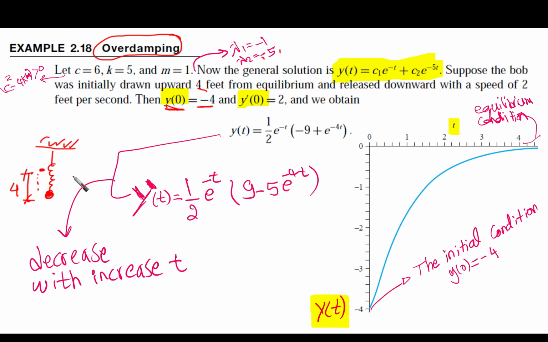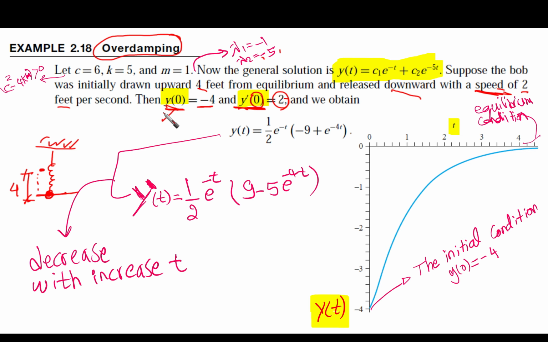From the equilibrium, this was the equilibrium condition, and released downward with a speed. Speed means what? Yes, y prime of 2 feet per second. This means that y prime at the initial condition at 0 equals 2. Yes, that's the case. So we have an initial value problem here.